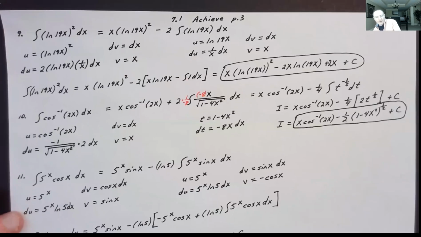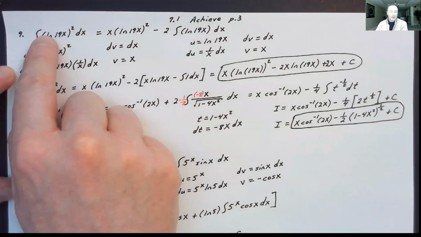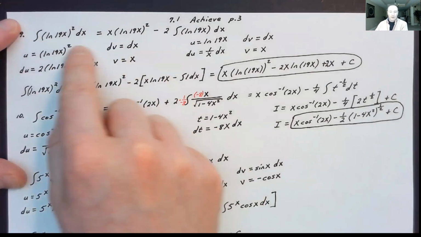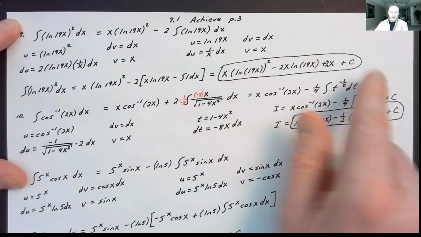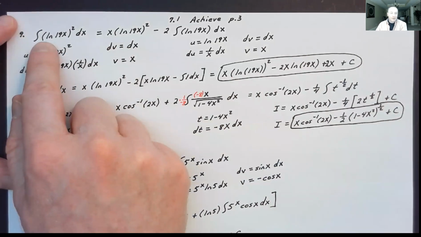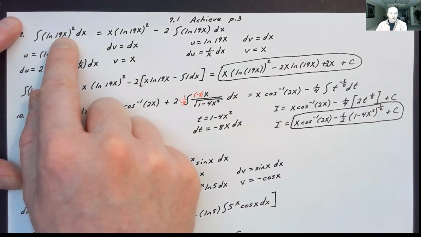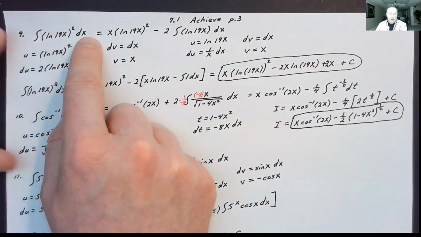A couple more problems here. If we look at number 9, there's really no need for me to show the Achieve page because it's just a listing of these problems. So I'd have to go back to my work anyway. But the answers I've circled here are the answers that I inputted into Achieve. For number 9, we have the integral of the natural log of 19x quantity squared, and we're asked to integrate that with respect to x.